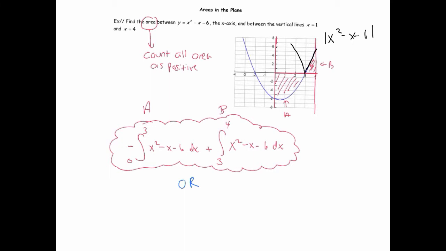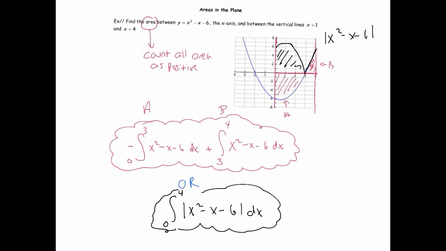But the point is, when you take the absolute value, now that area counts as positive. So what you could do is integrate from 0 to 4, and to count all that area as positive, just do it under the curve, the absolute value of x squared minus x minus 6. That's a good thing to do if you know you have a calculator on you, and you can just plug this into the calculator.